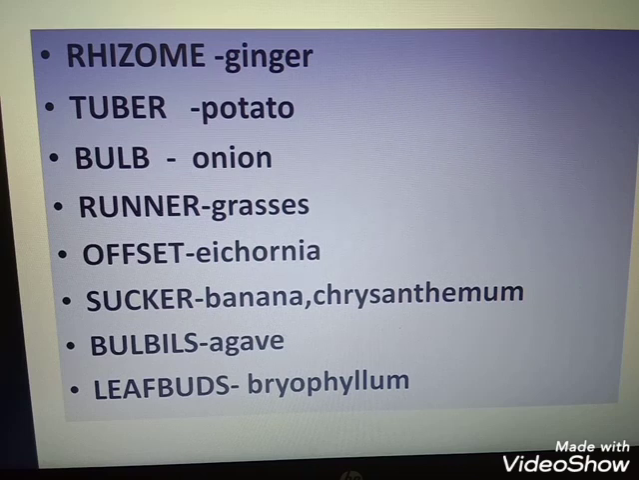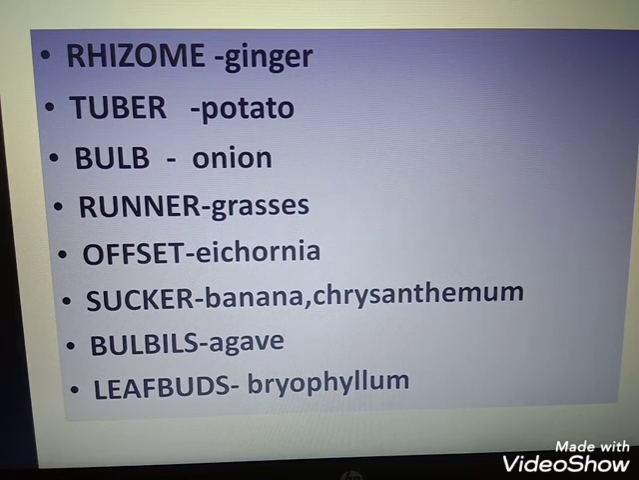Potato is arising from the typical eyes or the buds. Okay, so the eyes represent nodes. So in case of vegetative propagation, this rhizome, tuber, bulb, etc., they are having these nodes, adventitious roots or adventitious buds. From this, the new organism is forming.